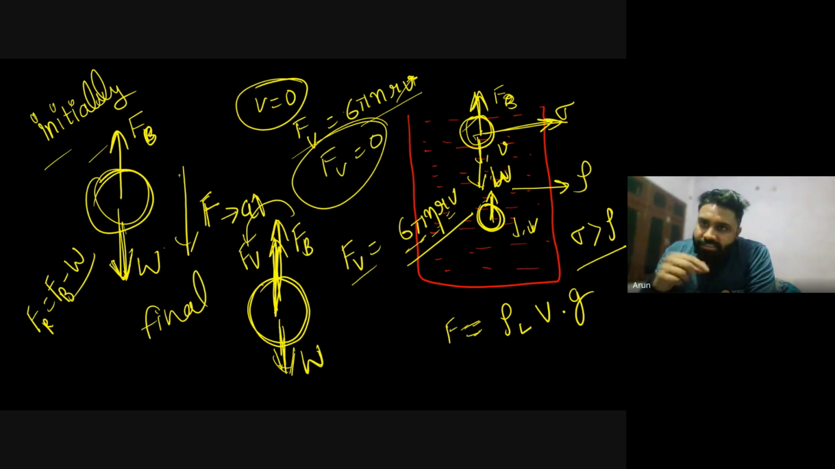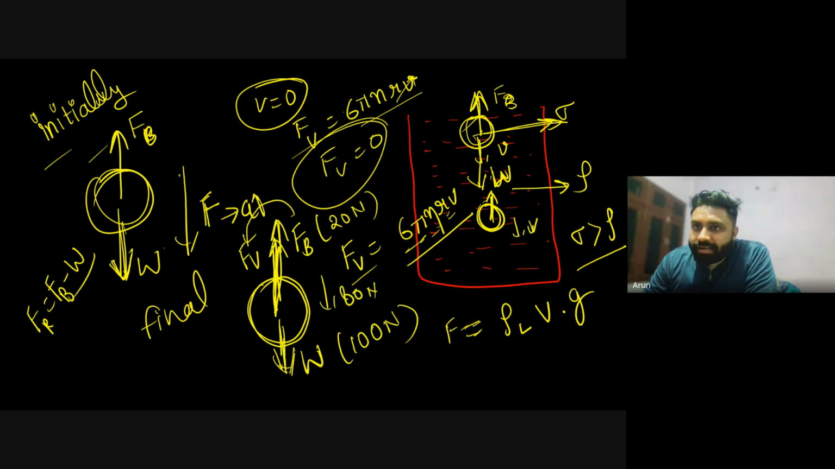Now the velocity will keep increasing because there is an acceleration. At a certain point of time, the velocity will increase so that the viscous force and the buoyant force will balance the weight. This is going to happen at a certain point of time. Initially, let the weight be 100 Newton. Initially there is no viscous force, only buoyant force is there, and let's say buoyant force is 20 Newton. So there is an 80 Newton force in the downward direction.